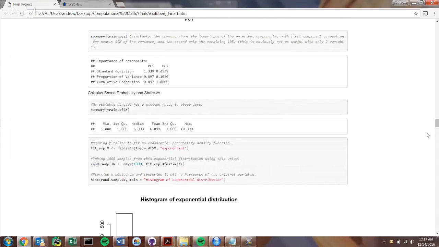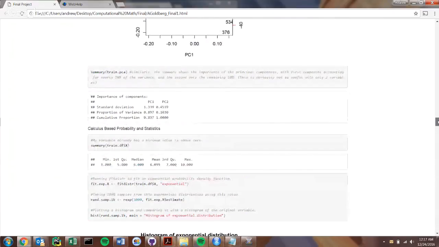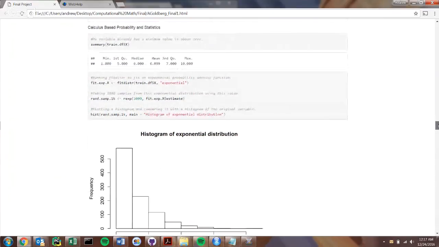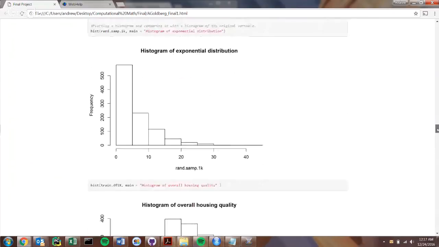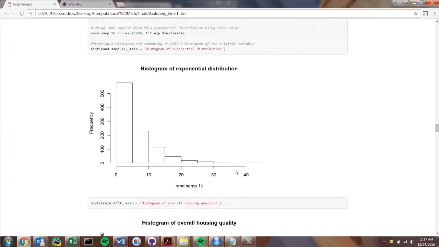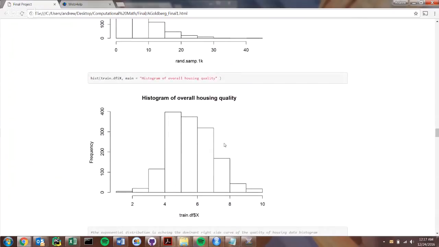Once we get into calculus-based probability and statistics, we check that the variable has a minimum value which is above 0, which the summary says it does. Then we run fit distribution. If we look at the exponential function, it's very strongly right-tailed. It has a similar exponential function to the histogram, which is right-tailed, although it's obviously not as strongly right-tailed as the exponential function.